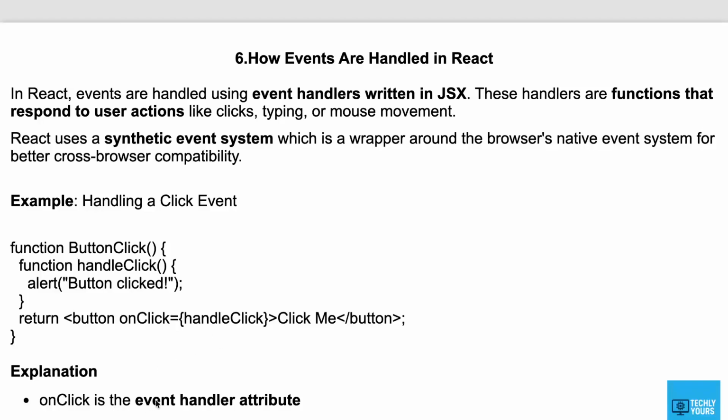Here you can explain that onClick is the event handler attribute. This is the main thing, and handleClick is the function which will execute when the event occurs. So this is what we want to handle and how we want to handle it, with the function in which we have just put an alert.